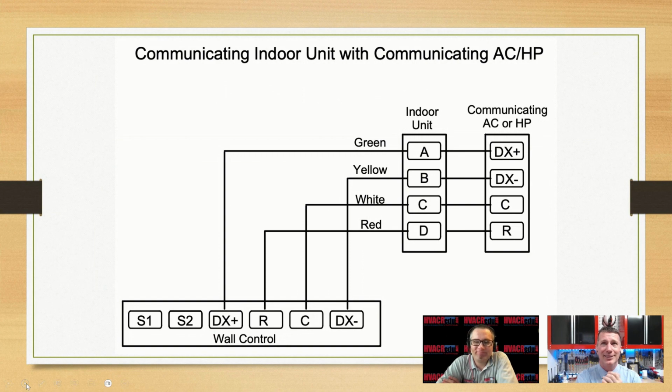Looks pretty similar. What do you see there, Todd? A DX positive, DA or DX negative. I wonder which ones those are. In our indoor unit, it might call them A, B, C, and D, but all we've got to do is look at the wall controller, or look at the outdoor unit, and we see exactly what those are. So I see 24-volt hot between common and D or R. And then I see a negative communicating signal on B or DX negative, and a positive on A. Looks pretty familiar.